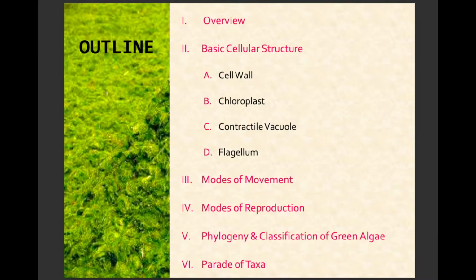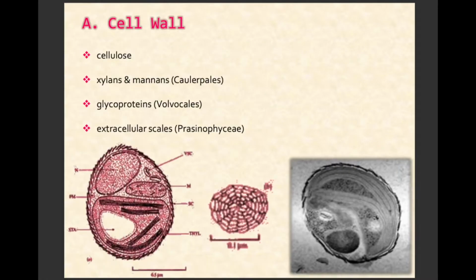And we also have your basic cellular structure. Now, in terms of basic cellular structure, let's first go to your cell wall. In terms of fibrillar component, we have your cellulose. We also have xylans and mannans in most Caulerpales. We also have glycoprotein in your Volvocales.